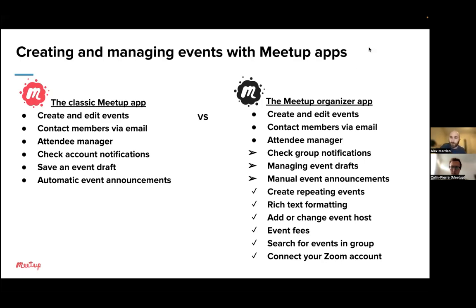You'll be able to search for events in your group. So if you have a large list of events that are coming up, now you'll be able to see by searching for them which event you're looking for. And you can also connect your Zoom account in the Meetup for Organizers app, which allows you to set up an online event like the one we're currently attending with more flexibility because you'll be integrating it with your existing video hosting software. So some exclusive features for the Meetup for Organizers app designed to make creating and managing your events as convenient as possible.